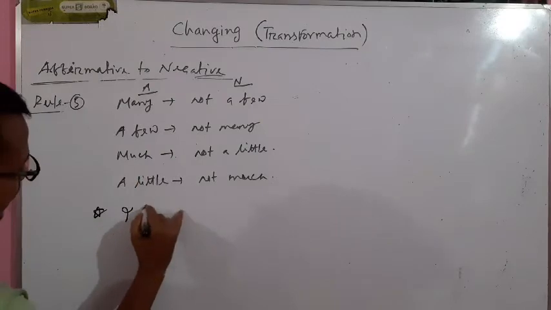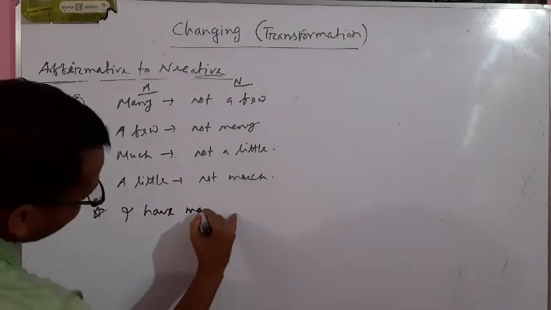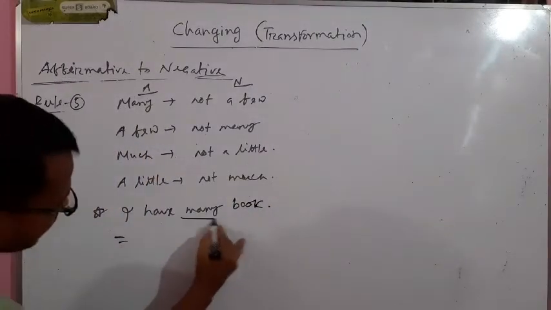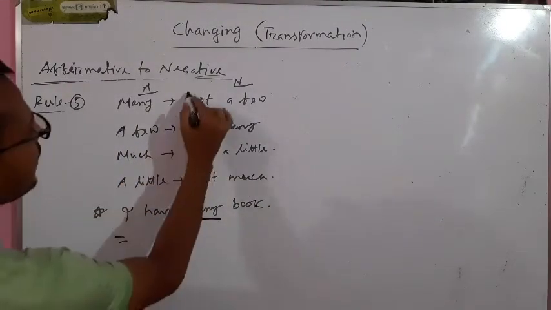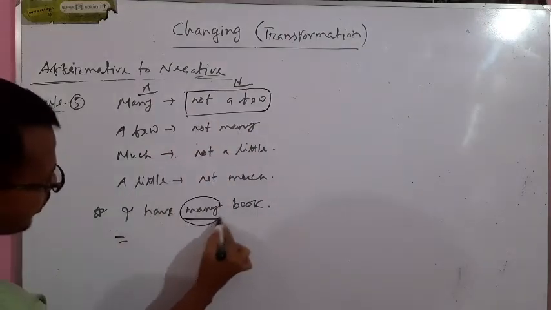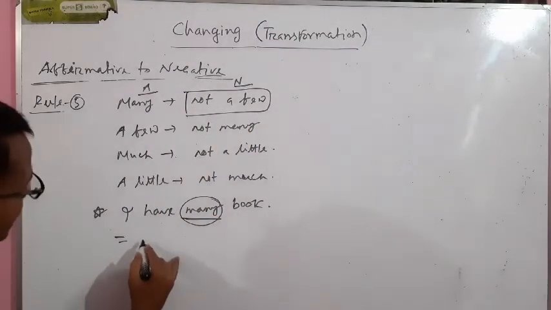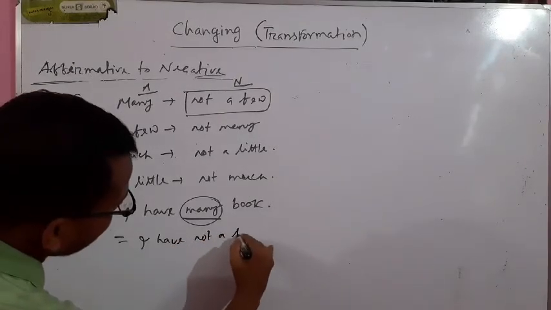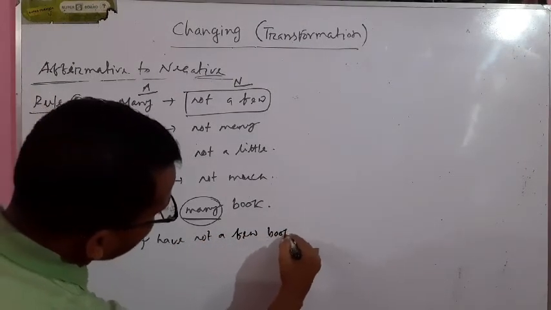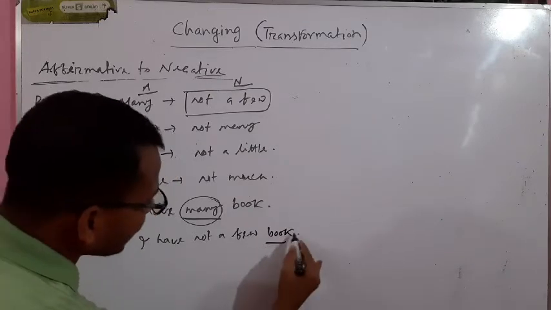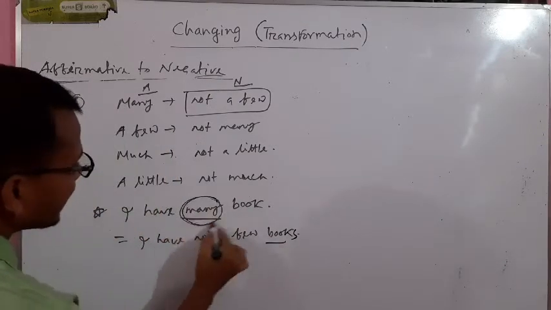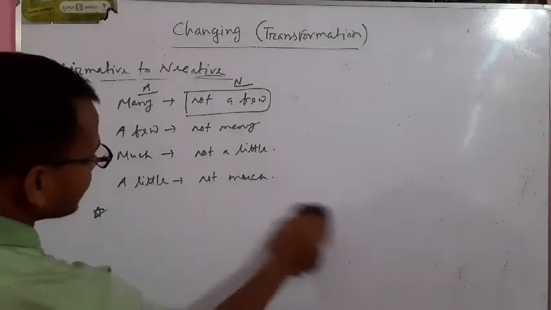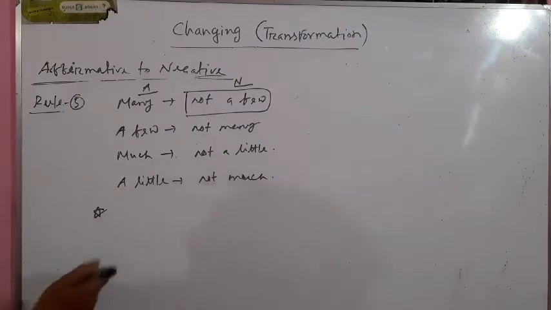First one, I have many books. That means instead of many, I have to write not a few. Just this word will be changed. That means I have not a few books. Actually, these are countable. That is why many. But if this is uncountable, then the sentence will be changed like this.